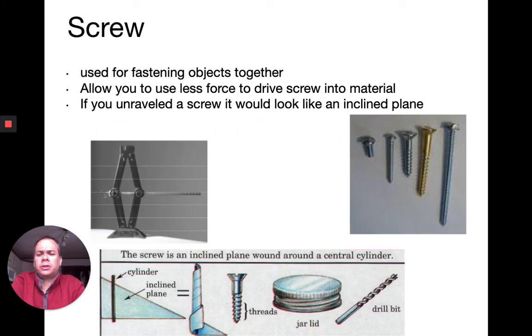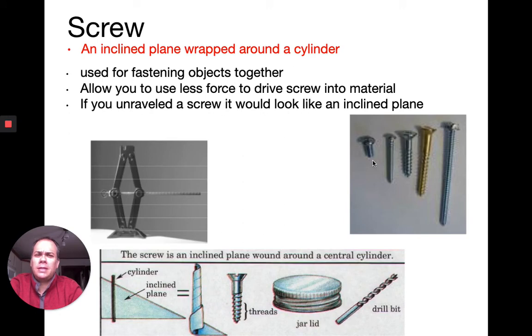Another simple machine for us to talk about today is a screw. We're all probably familiar with a screw. How is it different from a nail? Well, there are the threads. That's what makes a screw different from a nail. You could think of the threads of a screw as basically an inclined plane that's wrapped around a cylinder. So screws are often used for fastening objects together, for bringing objects closer together.